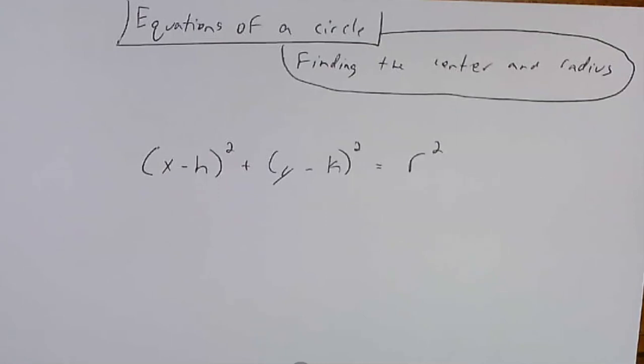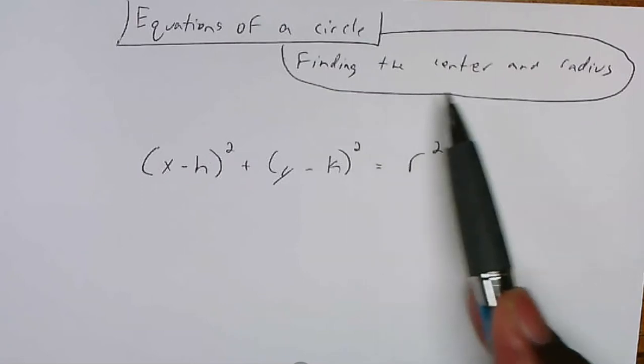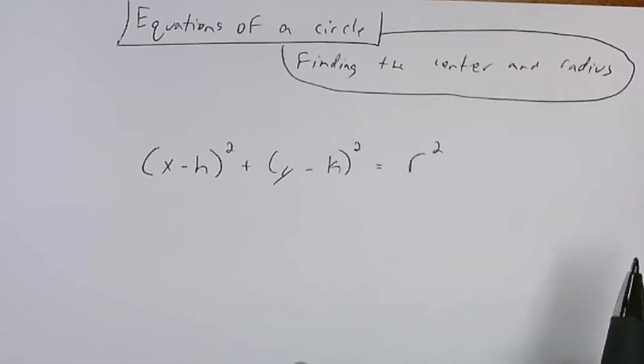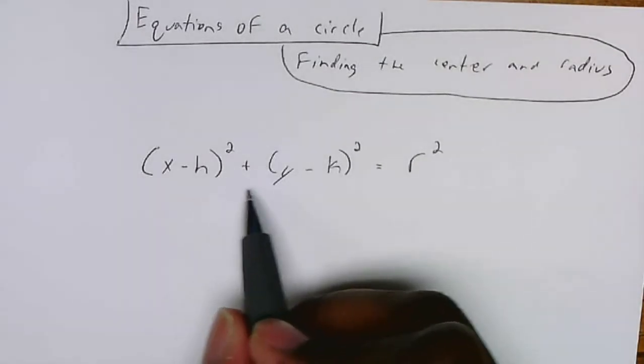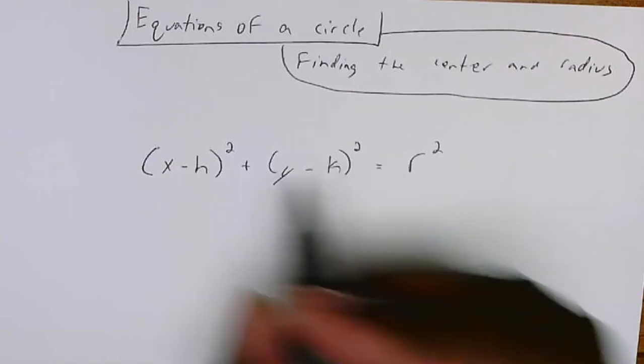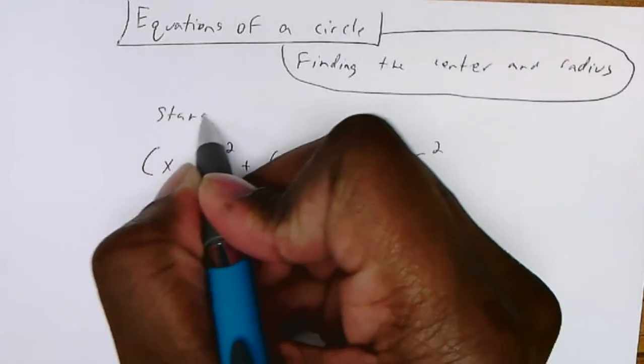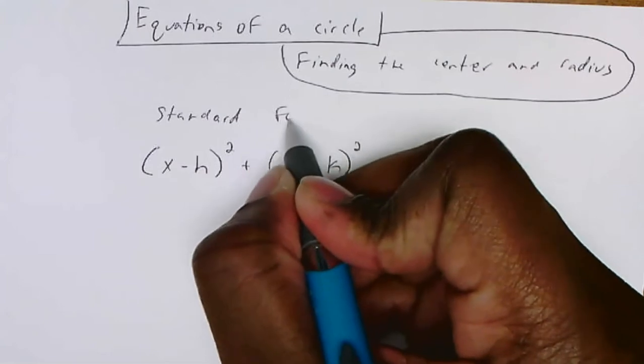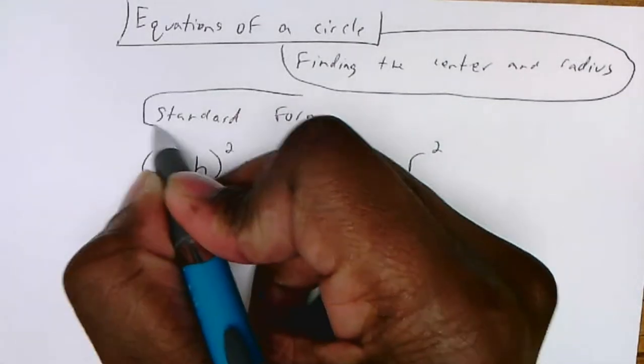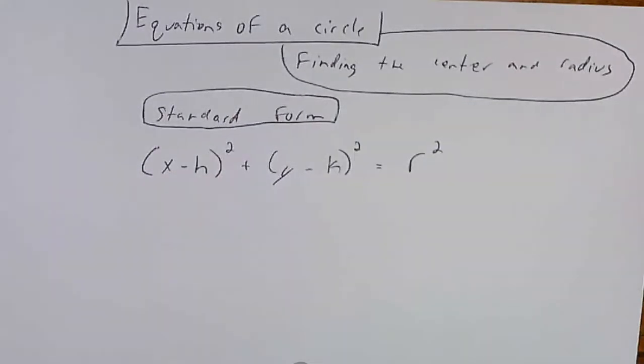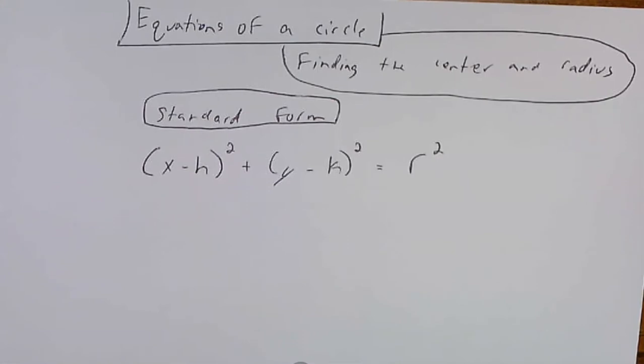Okay, so these notes are about the equation of a circle, and this video is specifically about finding the center and the radius of a circle. So first of all, this is the standard form for an equation of a circle. Sometimes the equation is not written in this form, and we have ways of rewriting it so we can see it in this form.